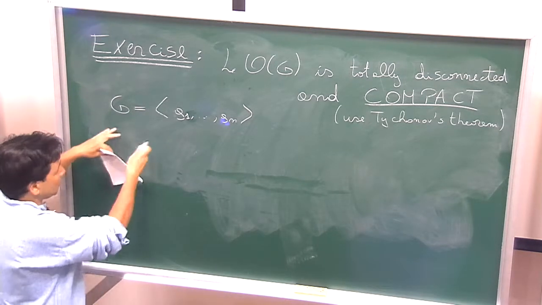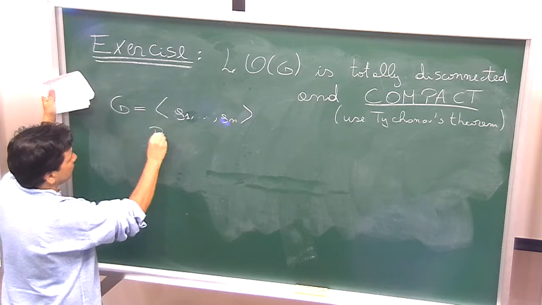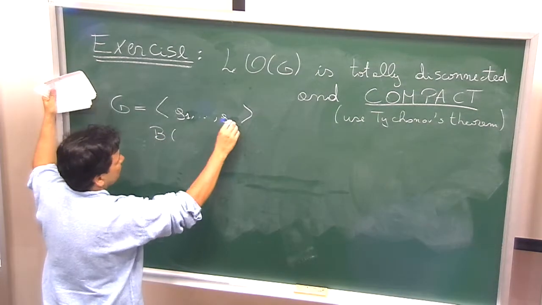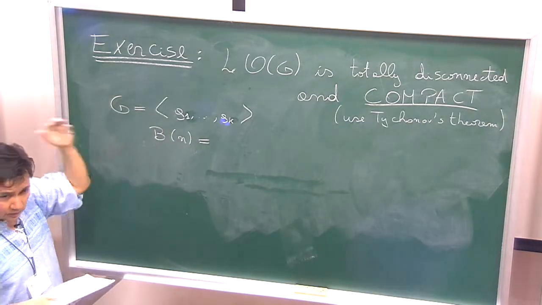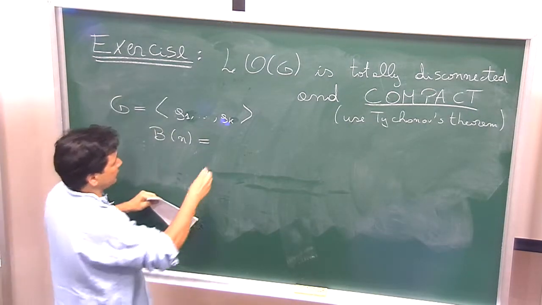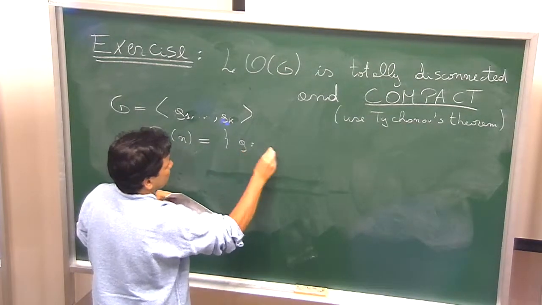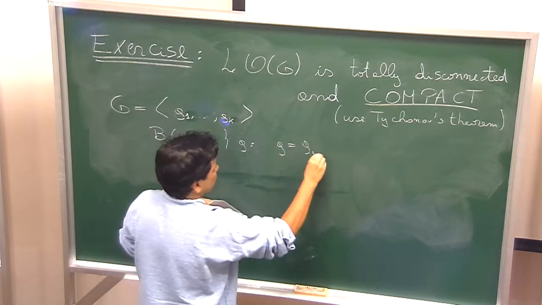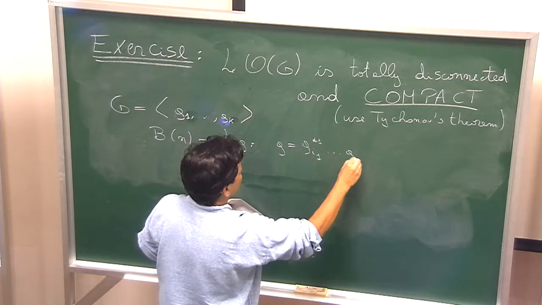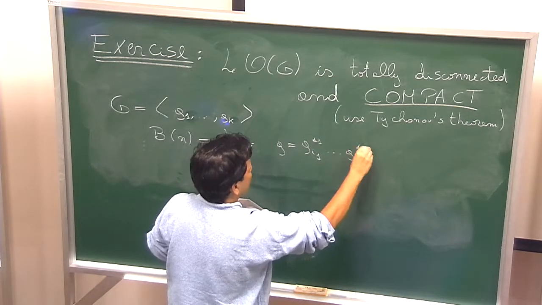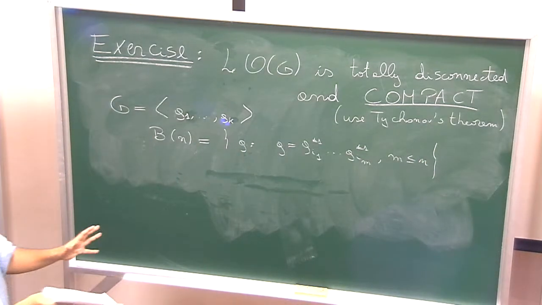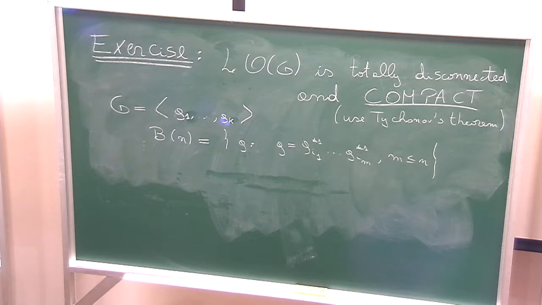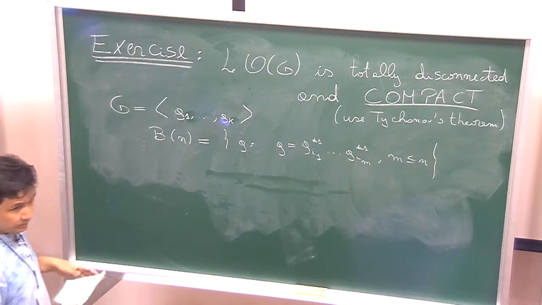So if you have a group, then you can look at the ball of radius n with respect to this system of generators. So what is this? This is the set of elements that may be written as products of no more than n generators. Okay, this is the ball of radius n with respect to this system of generators, the set of elements that may be written that way.